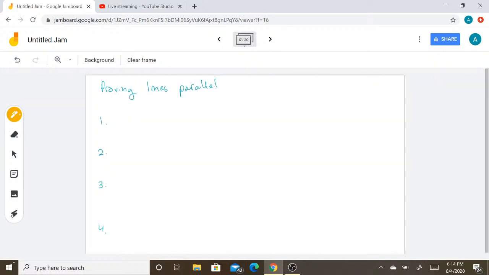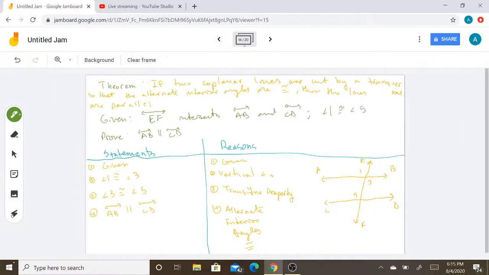So we can break down proving lines parallel into 4 different statements. If one of these statements is true, then 2 coplanar lines are proven to be parallel. The first one is that a pair of alternate interior angles is congruent. This is what we did right here. We found that angle 3 and angle 5 were alternate interior angles, and we proved them congruent. Therefore we were able to state that the lines AB and CD were parallel.